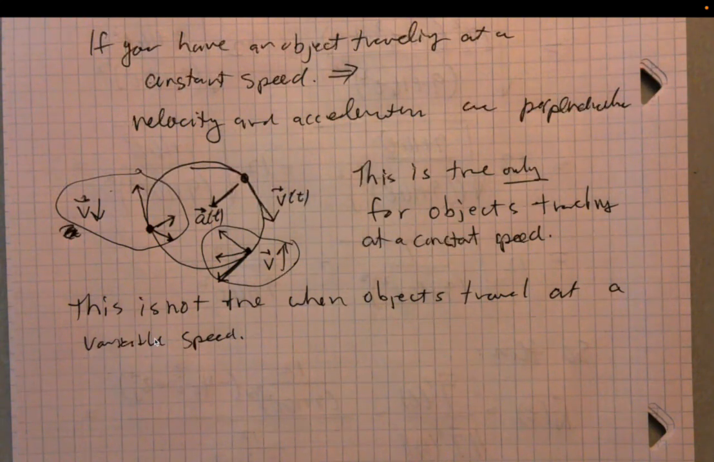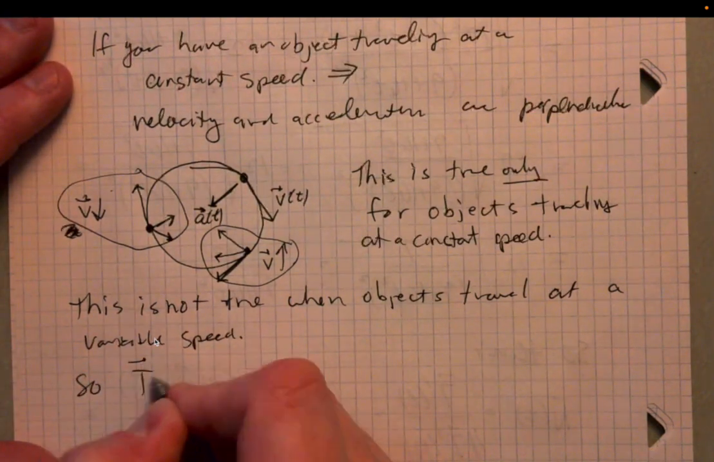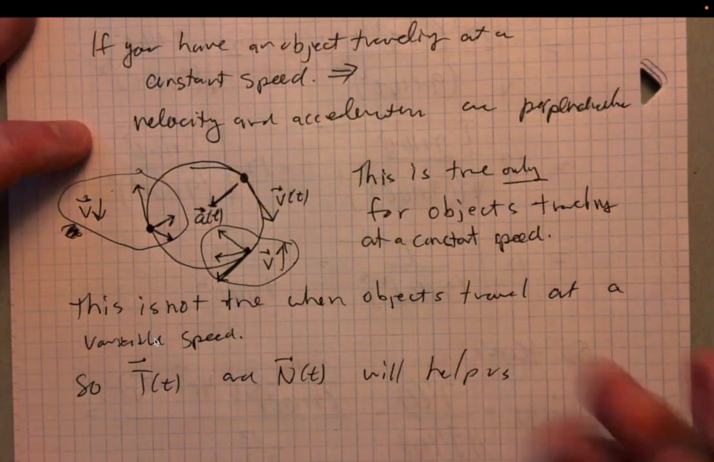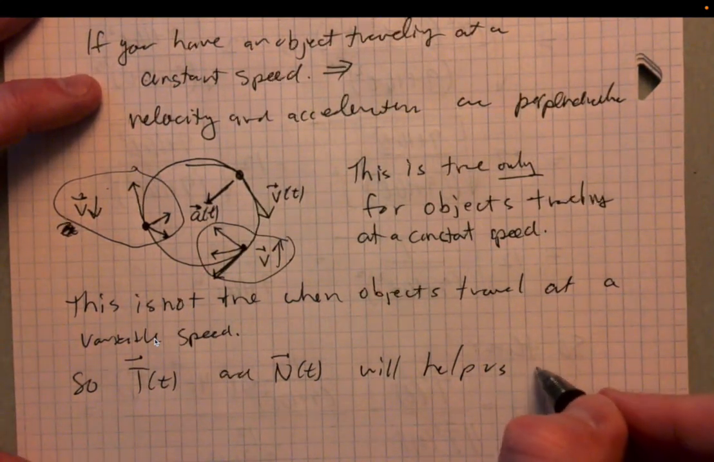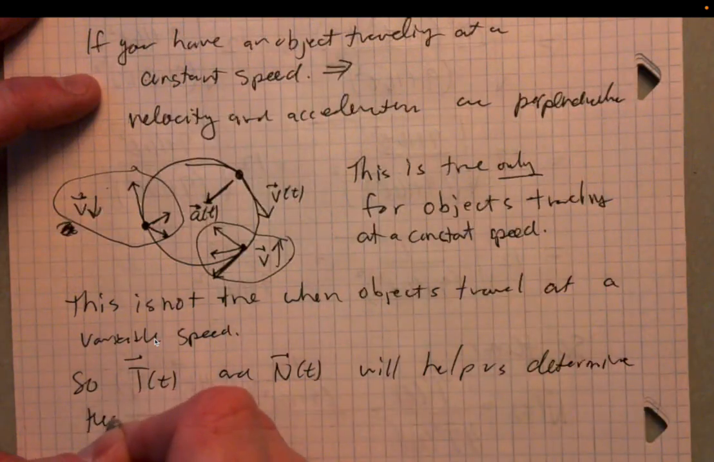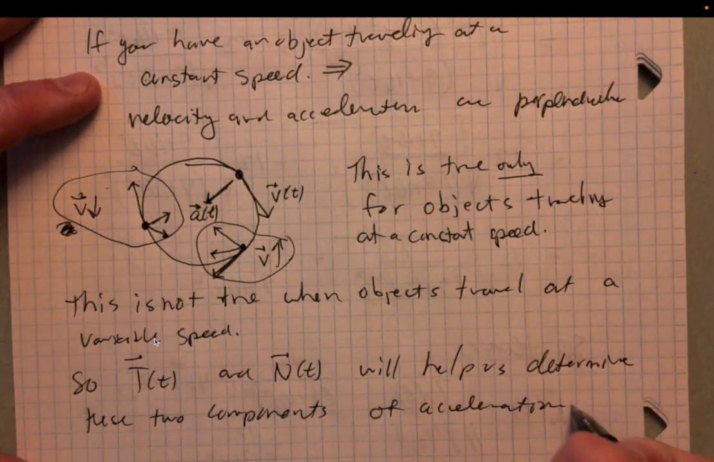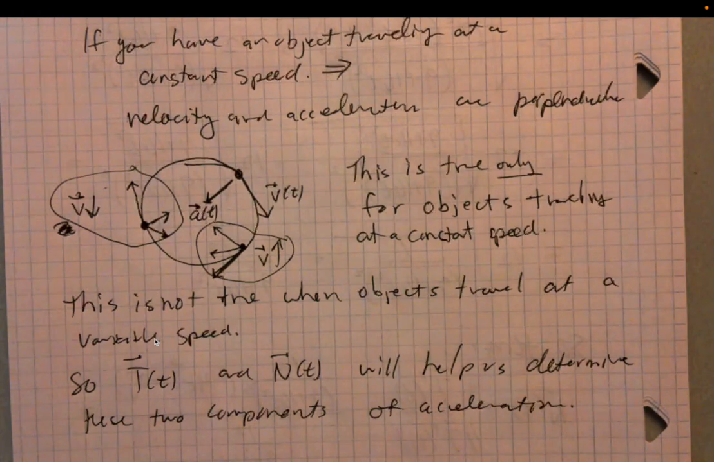Okay, and so this unit tangent vector and this principal unit normal vector are going to be used as the components of acceleration to help you understand which piece is in the direction of the velocity and which piece is orthogonal to the direction of the velocity. So T of t and N of t will help us determine the two components of acceleration. Okay, all right, so let's talk that through. And that's a relatively straightforward exercise once we have all of the machinery like this.